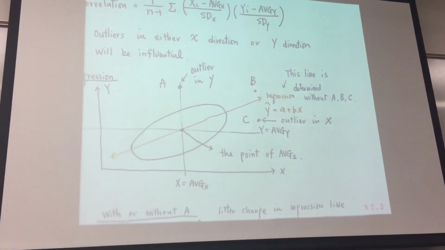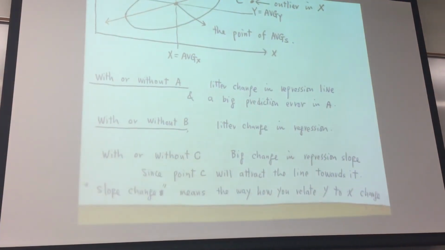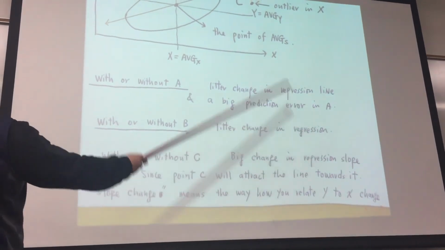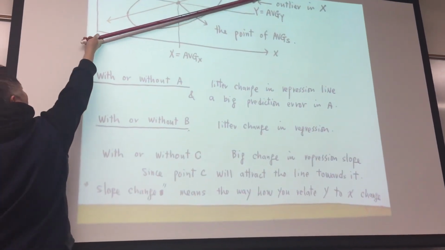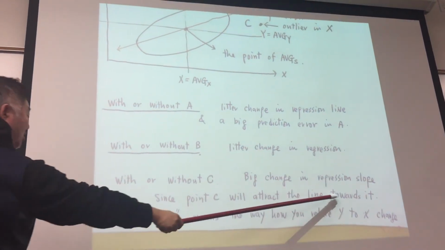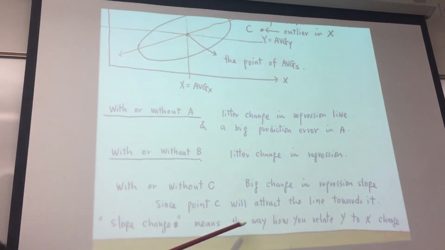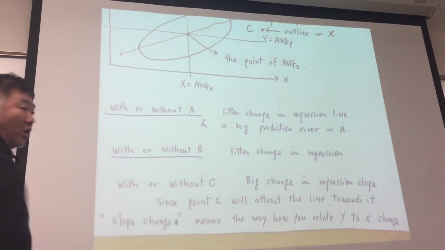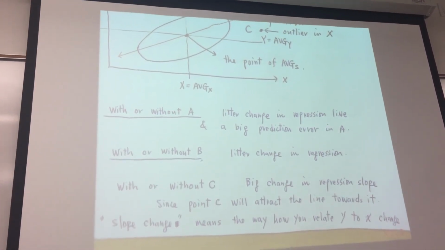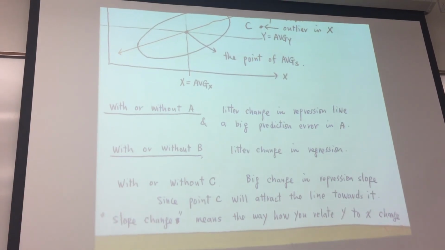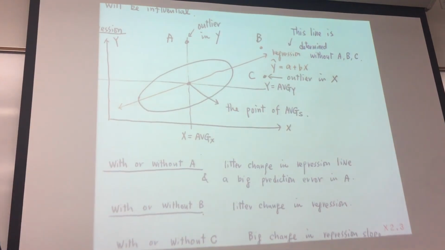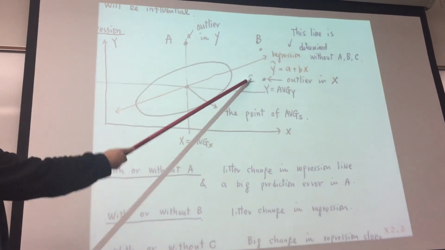So let's look at the bottom. With or without C, there is a big change in the regression line because you rotate it, making the line close to C. And since point C will attract the line towards it, a slope change means the way you relate Y to X also changes. Is that okay? That's why it's influential. Is that okay? So in this given picture, A and B are not influential. Only C is influential. Is that okay?